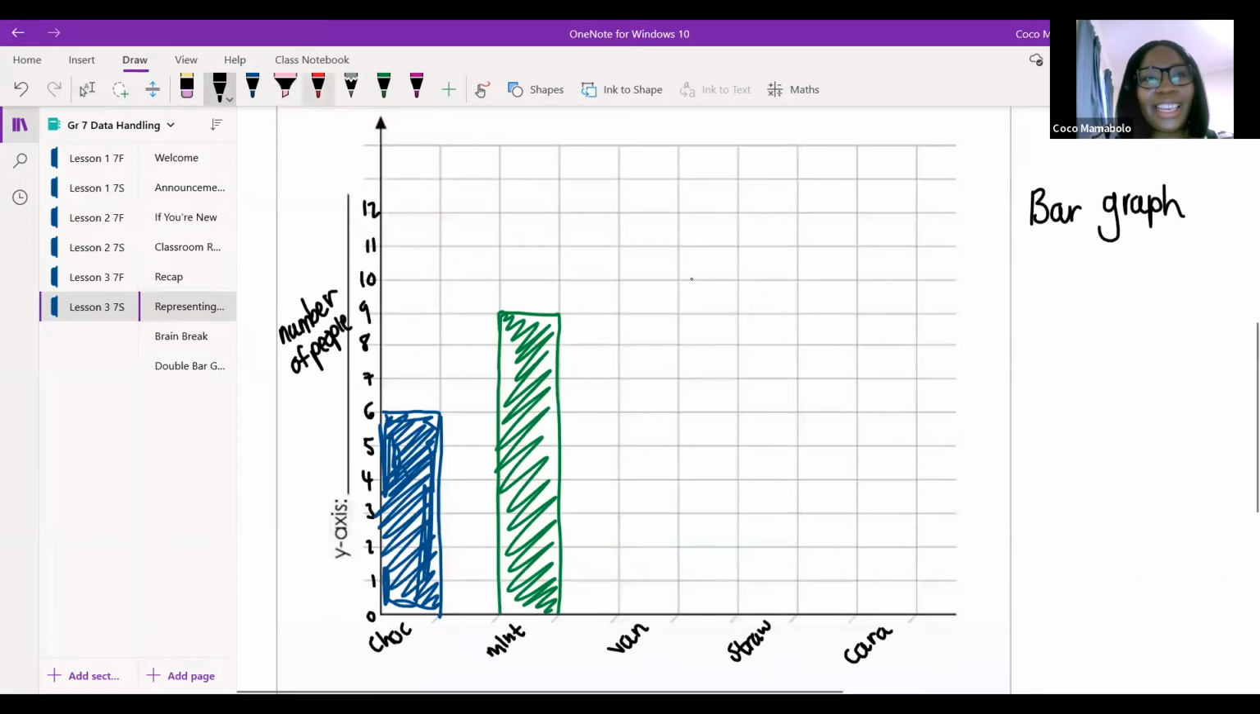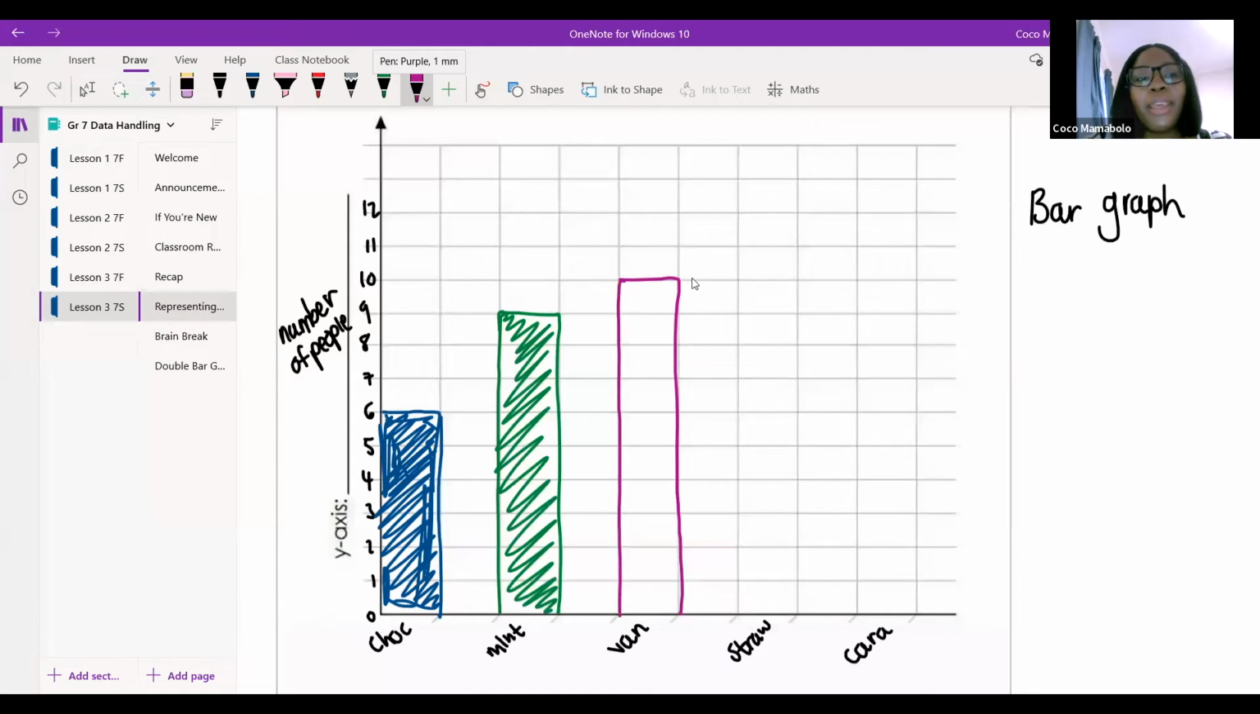Okay. Vanilla comes in at... Let's make vanilla purple. Vanilla comes in at 10 people over here. Hi, Kialebora. Yes, that's it, Kialebora. Do you see why I need the spaces?